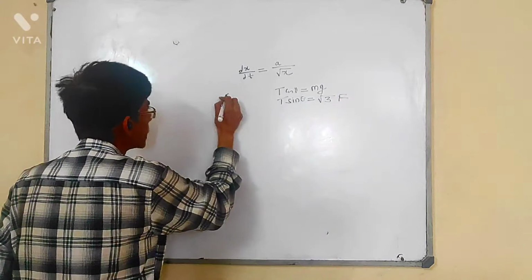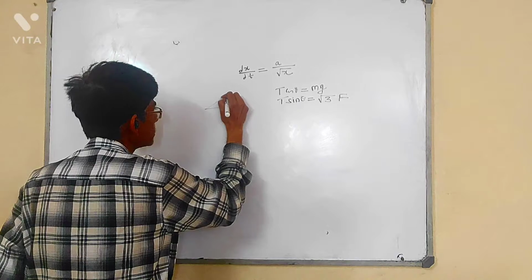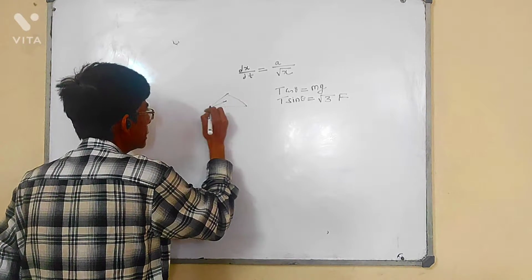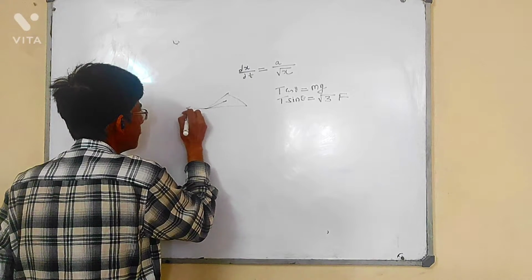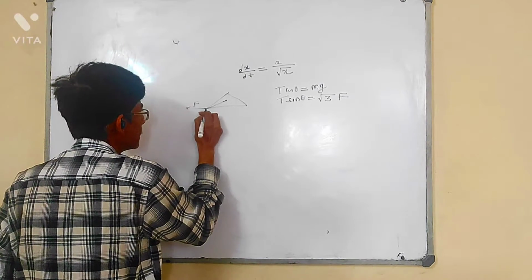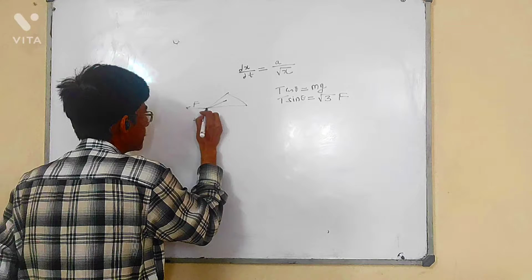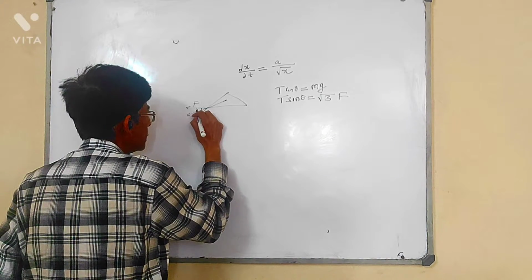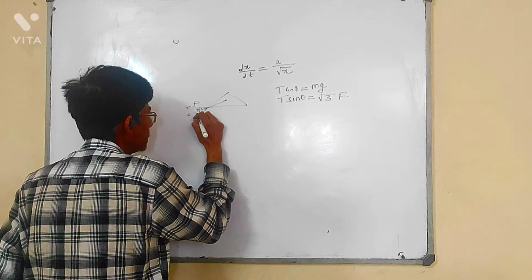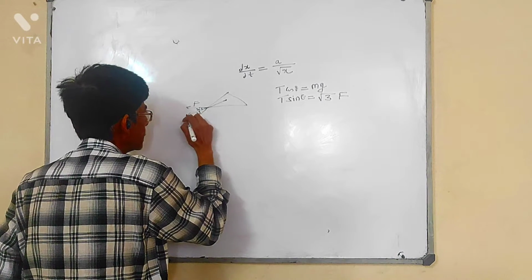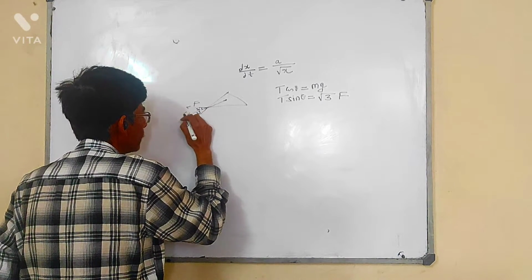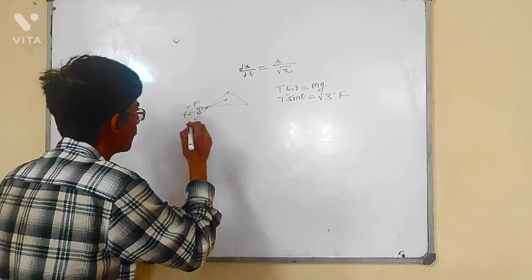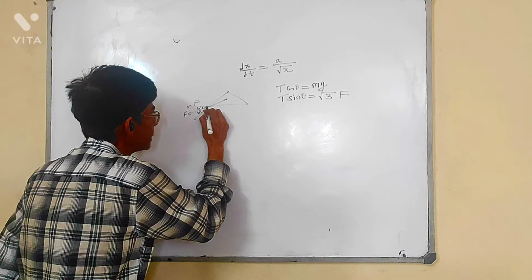If we consider the equilateral triangle, T sin theta is along this. This is F. This is F. This is the resultant. The resultant makes equal angles of 30, 30. So F dash is 2F cos 30, which is root 3 F. F is the force of repulsion between each pair of charges.